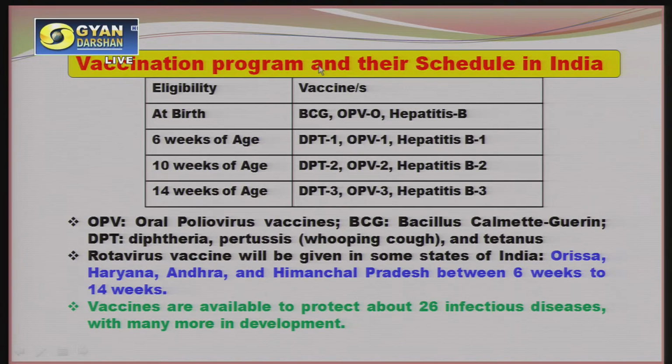Here is the vaccination program and its schedule in India. These are the various eligibilities. Vaccines at birth: BCG, OPV, hepatitis B. We can start from birth. At 6 weeks of age, DPT, OPV, and hepatitis B1. After 10 weeks, DPT second dose, OPV second dose, and hepatitis B2 second dose, and then 14 weeks of age. So these are the vaccination programs and their schedule in India.